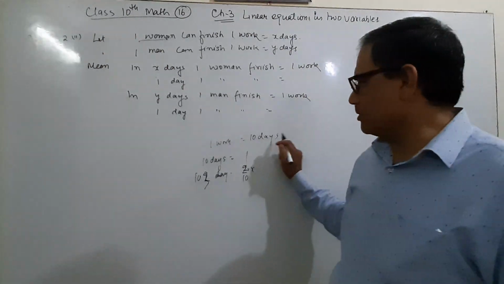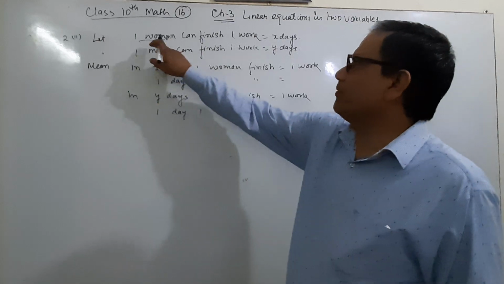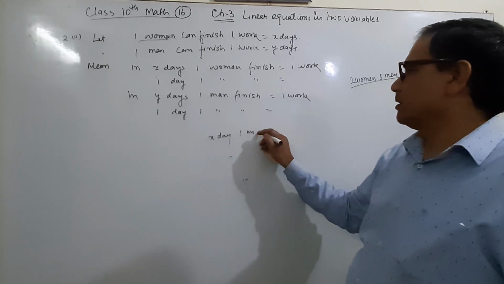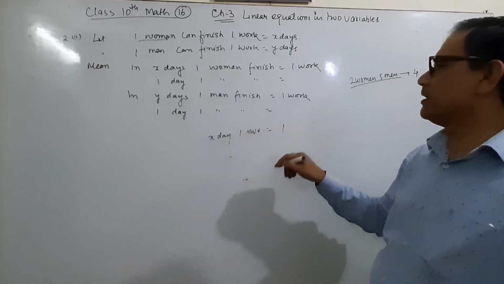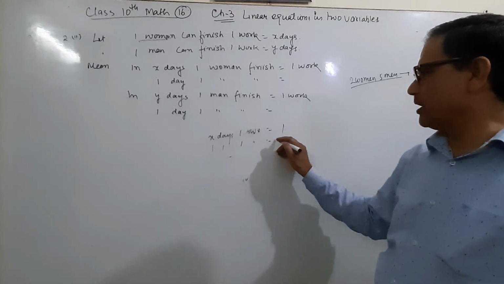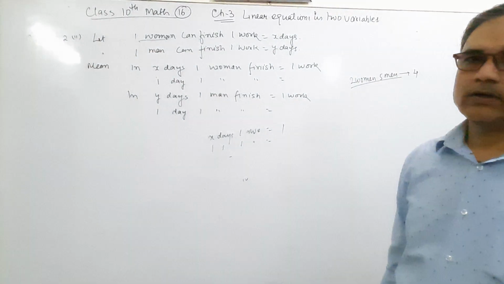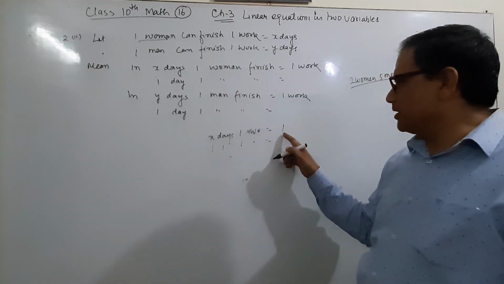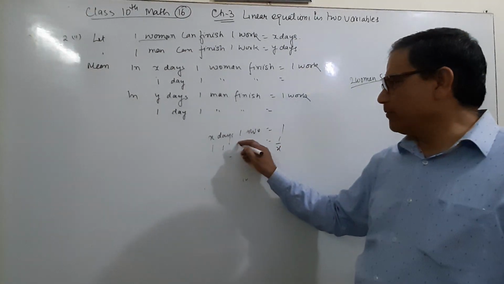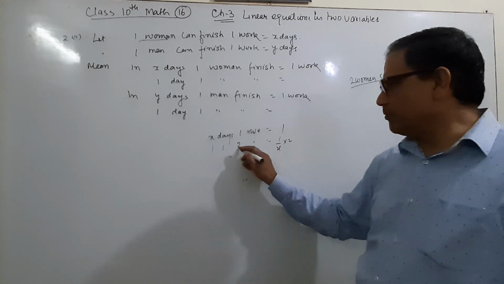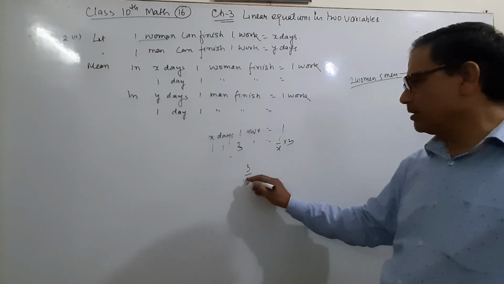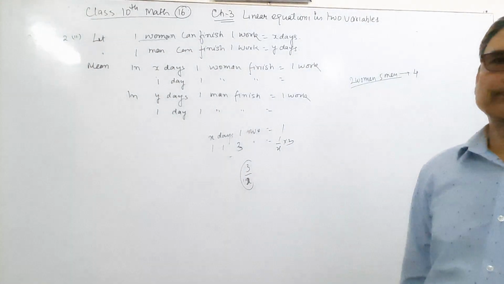So same as this one. If 1 woman can finish 1 work in x days, then in 1 day, how much work will she do? In x days she finishes 1 work, so in 1 day it is 1 by x, for 1 woman. If the number of women is 2, then multiply by 2. If 3 women, multiply by 3. It means 3 women will do 3 by x, 4 women, 4 by x.